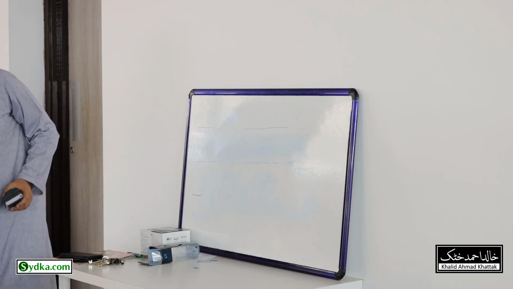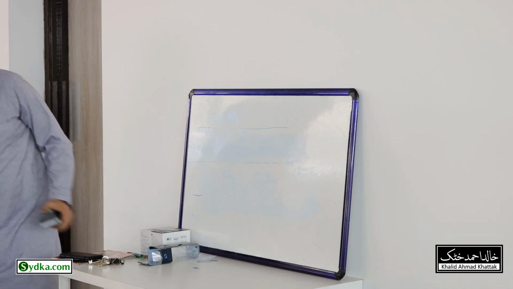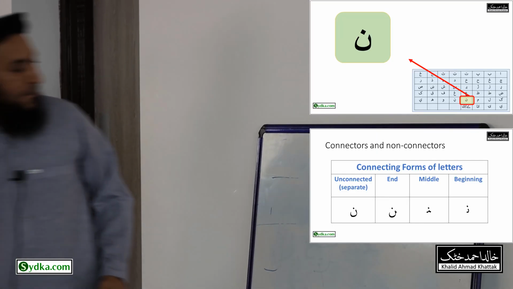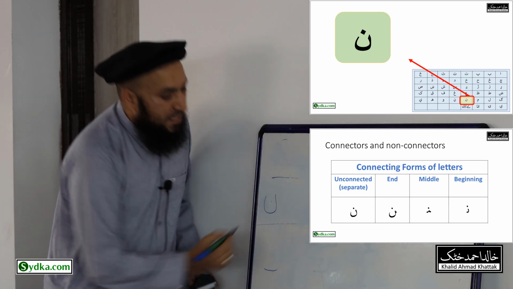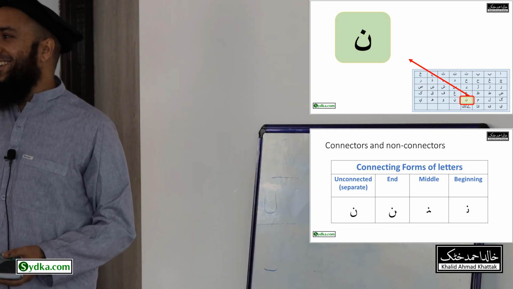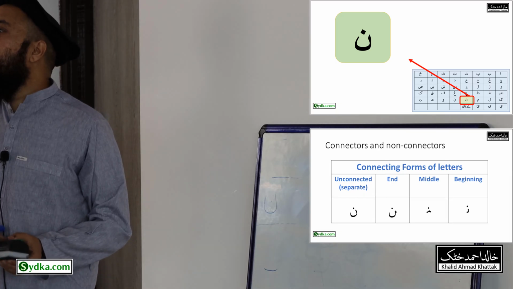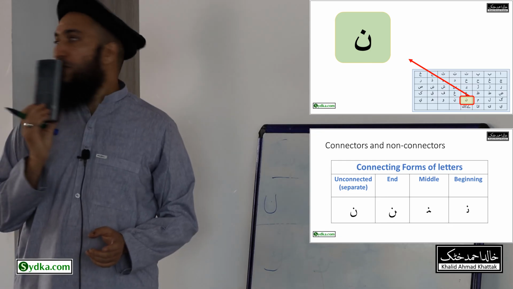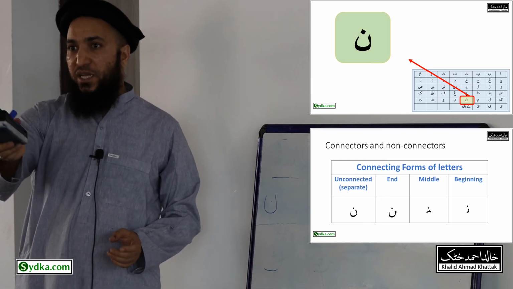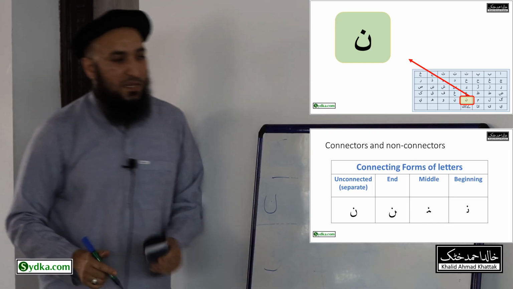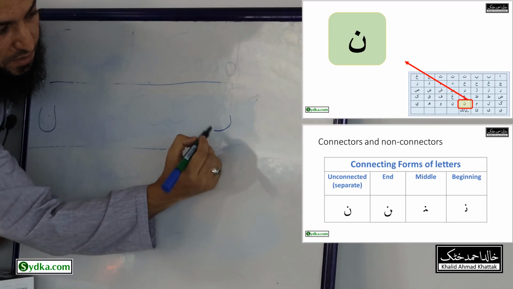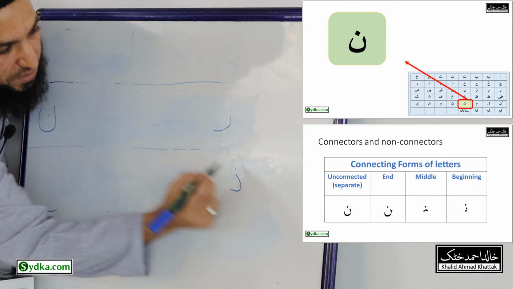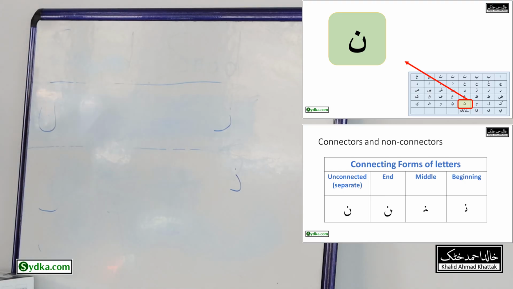Noon. Is it a connector or non-connector? You have done it, that's why. Why? So who disagrees with him? So it's a non-connector. Anyone else? Non-connector. So it's a connector. It's a connector. In the beginning it looks like this. Okay, now you need to know the difference. Dal is like this and noon is like this, okay? It's very similar, so you have to be careful.